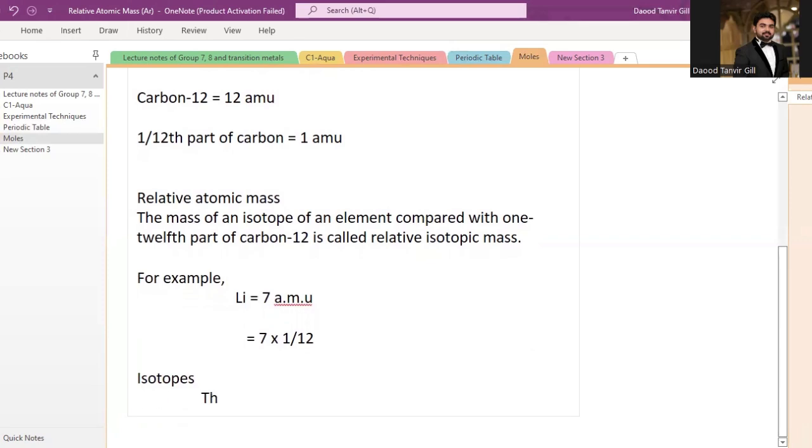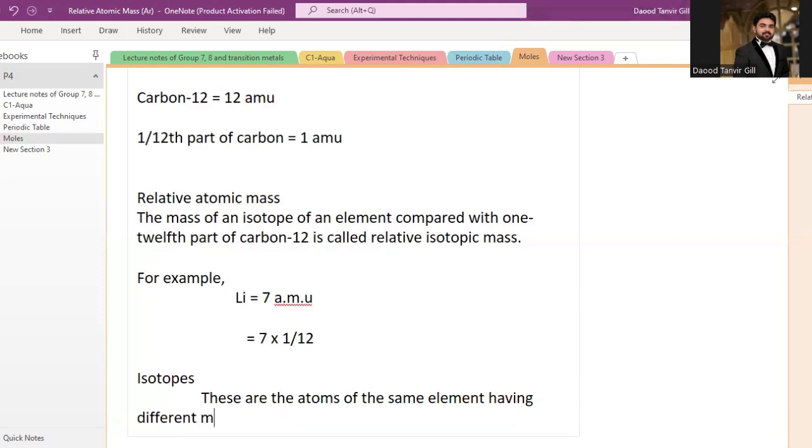These are the atoms of the same element having different mass number slash proton numbers, sorry, neutron numbers.